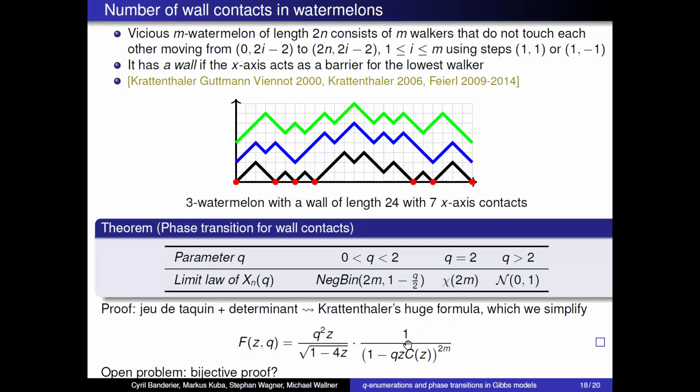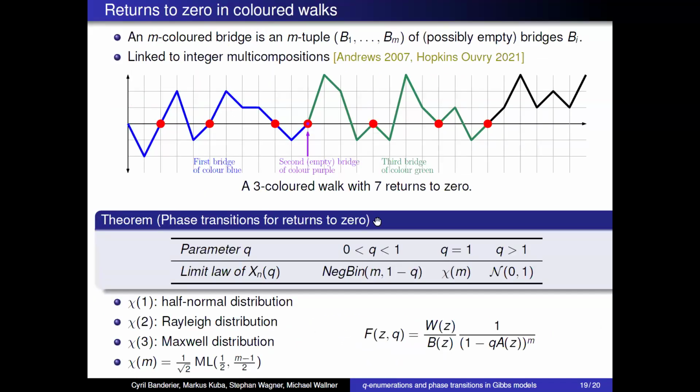The shape of the generating function is this one. So it is a composition. So therefore, we can apply the phase transition schemes and we get this. Okay, last example. So let's do returns to zero in some colored walks.